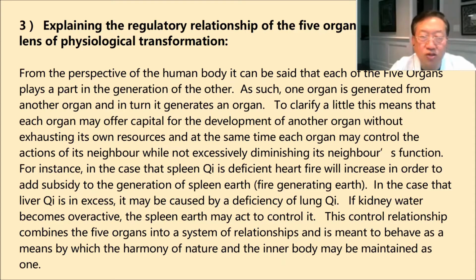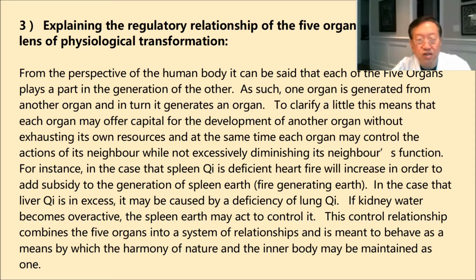Explaining the regulatory relationship of the five organs through the lens of physiological transformation. From the perspective of the human body, it can be said that each of the five organs plays a part in the generation of the other. As such, one organ is generated from another organ, and in turn it generates an organ. To clarify what this means, each organ may offer capital for the development of another organ without exhausting its own resources at the same time. And each organ may control the actions of its neighbor while not excessively diminishing its neighbor's function.